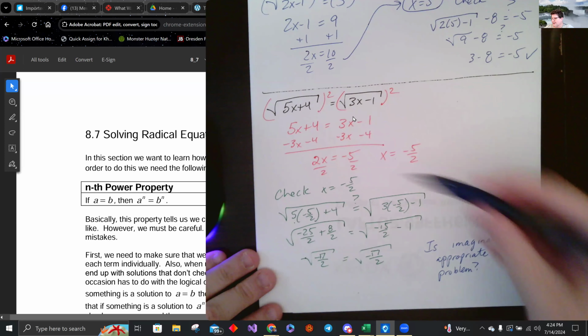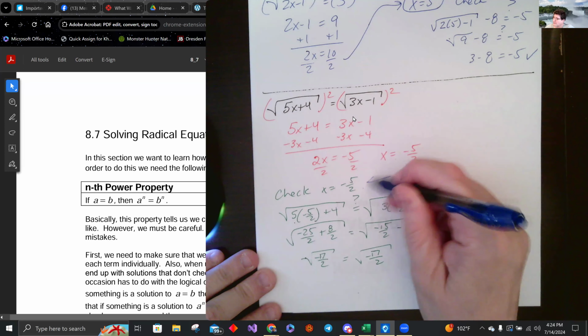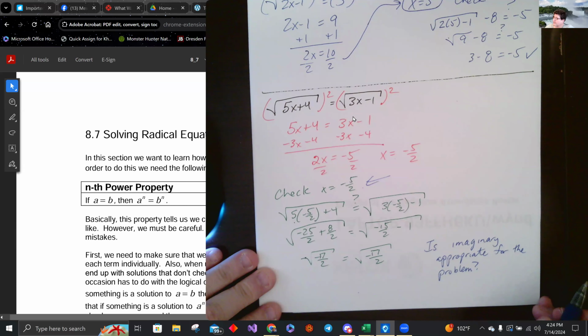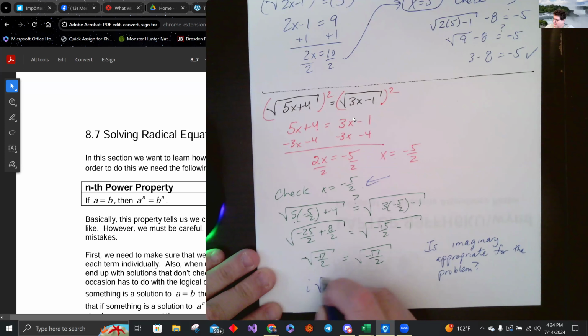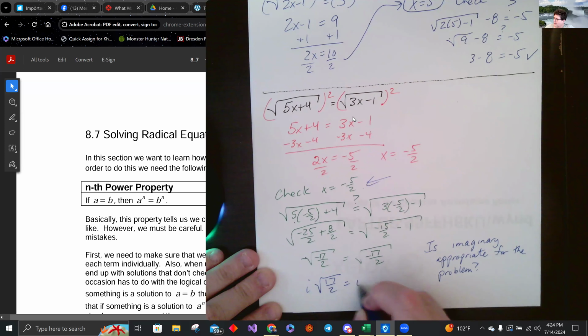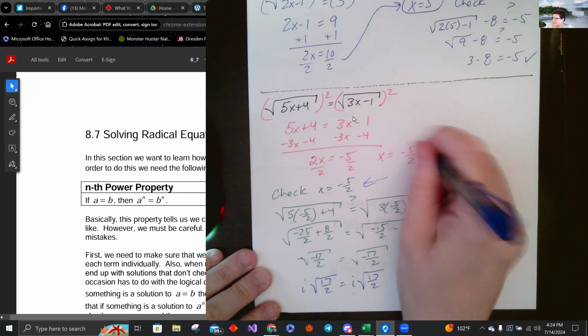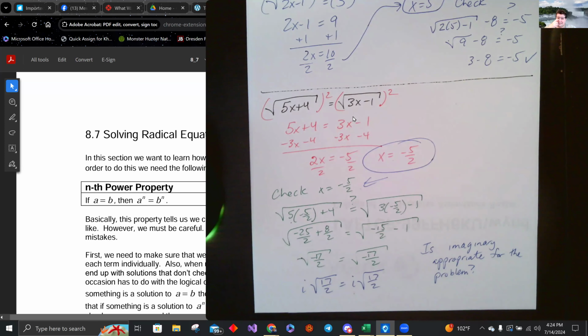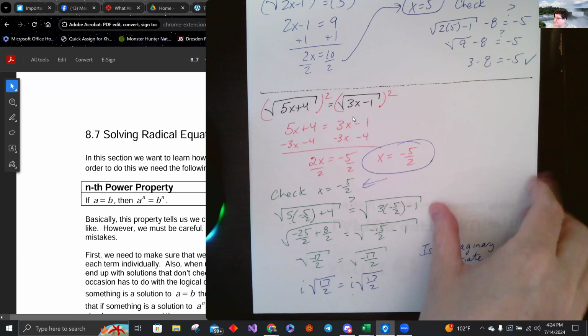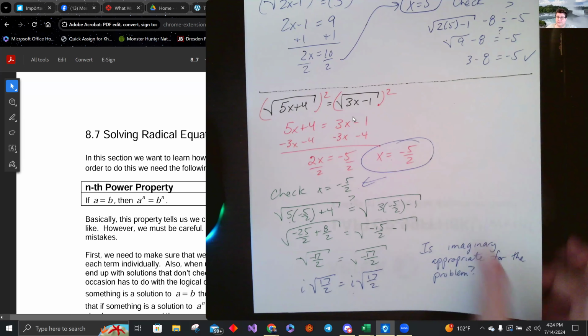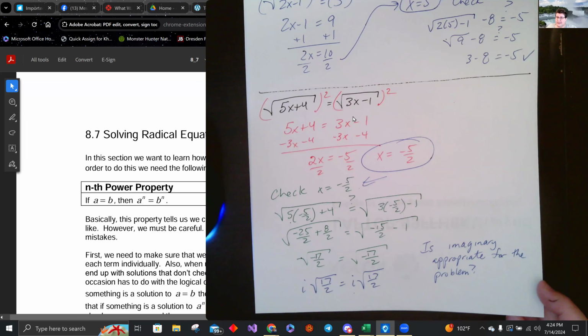Well, we didn't even have an imaginary number. This works here, because this is i root 17 over 2, i root 17 over 2. The sides are equal. So we're going to say x equals negative 5 halves is a valid solution.